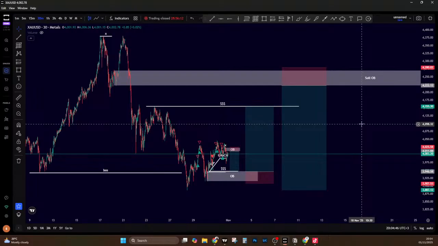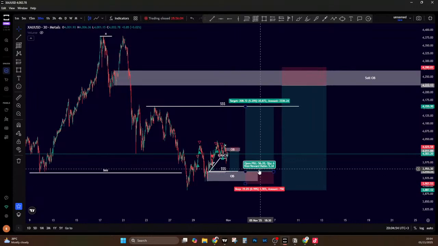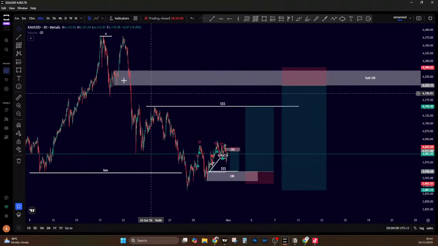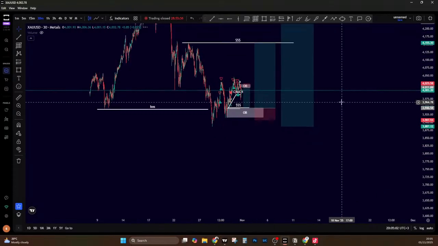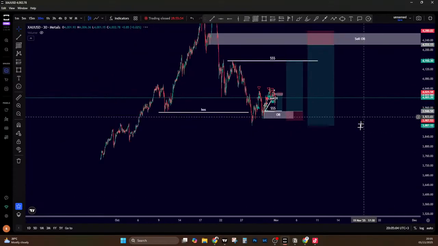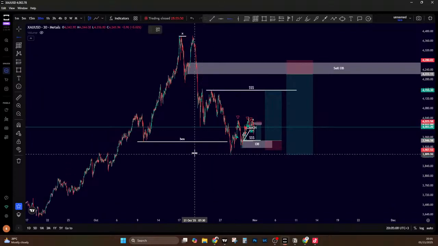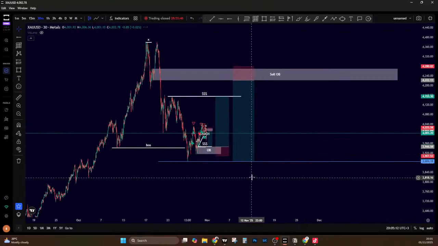Gold is selling. So we look for this small sell, then this buy, targeting the buy side liquidity. It will come to our main order block, the sell order block, and then we will continue to sell, targeting to take out this low here. That will be our take profit.